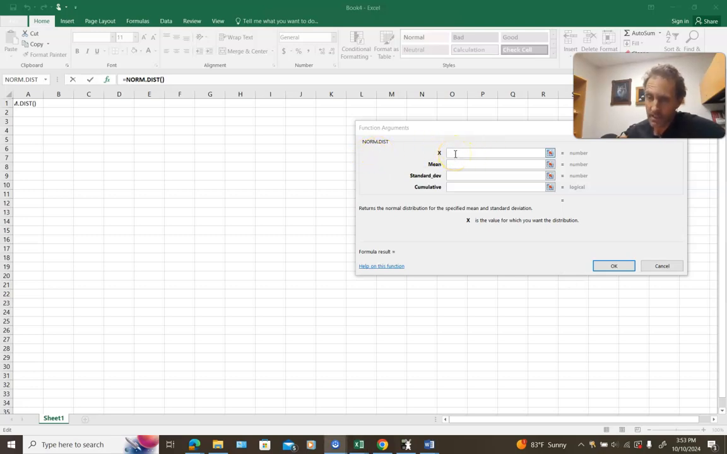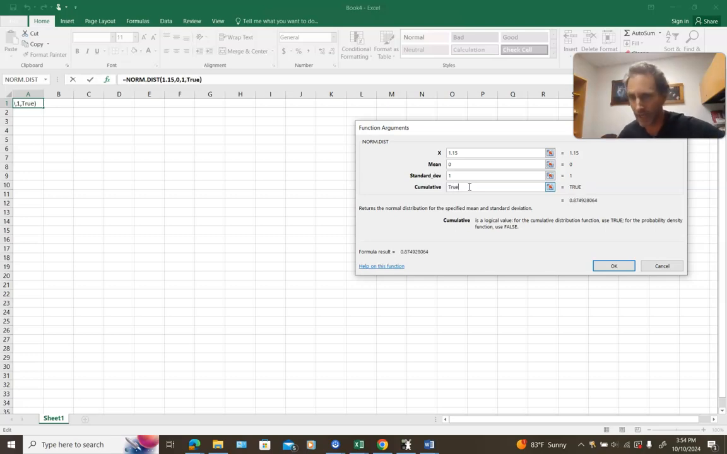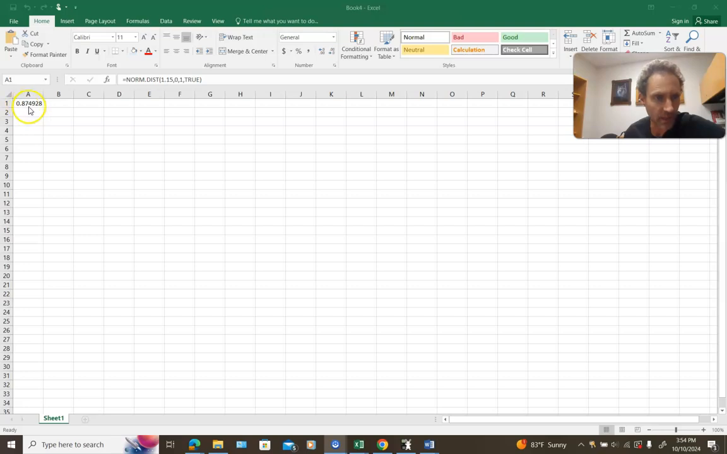If I click on that and click OK, it asks me for X. X here means Z. So what is the Z value that we're going to? Well, we're going up to 1.15. And the mean is 0, because this is a standard normal distribution. The standard deviation is 1. And then down here where it says cumulative, you're going to type in true, because you want the cumulative area. You can see it's already calculating it right here for you, but if I hit enter, it'll give it to me in this cell, 0.8749. So again, 87.49%.